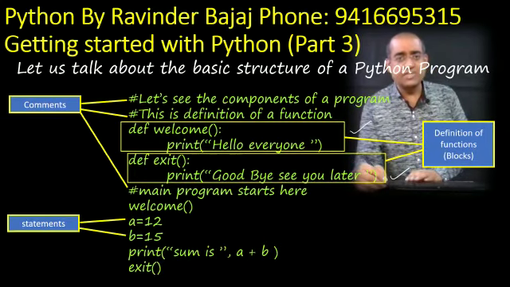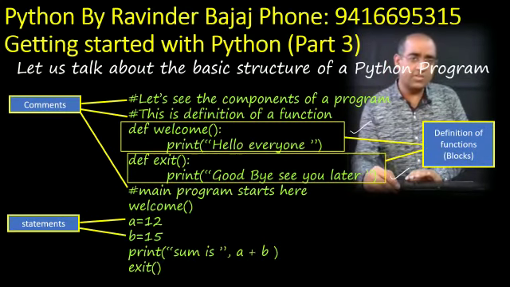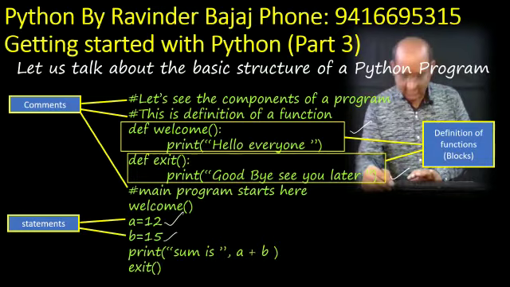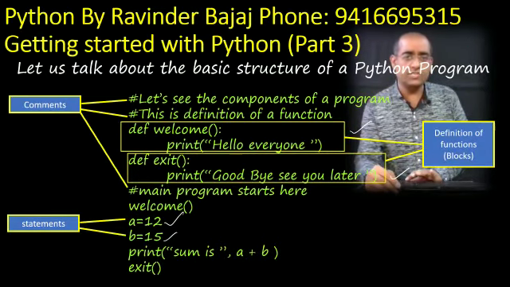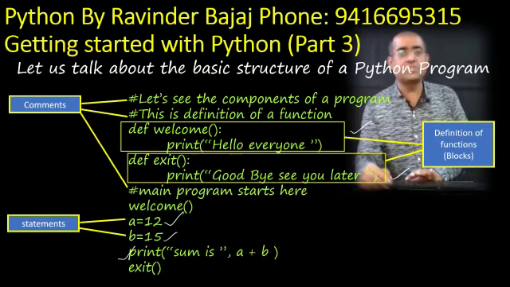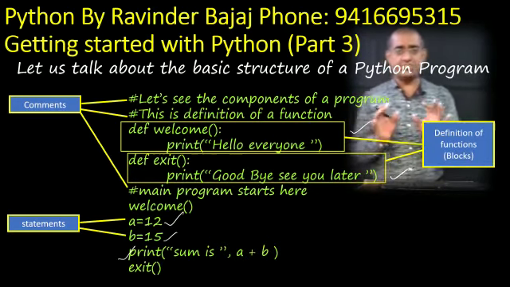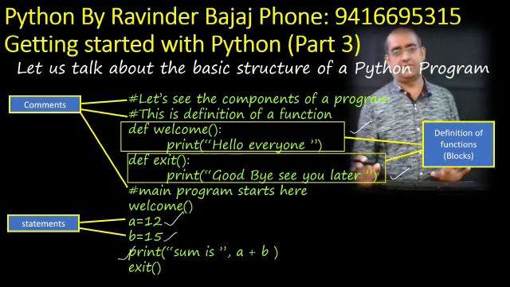Next is statement. So a is equal to 12 means we are assigning the value 12 to the variable a, and b is equal to 15 means we are assigning the value 15 to the variable b. These two are statements, print is also a statement. So statements are instructions given to the interpreter.